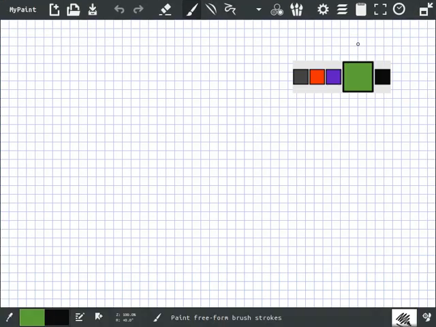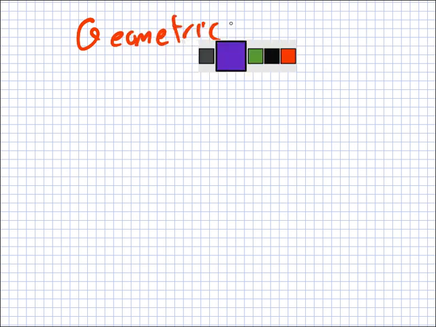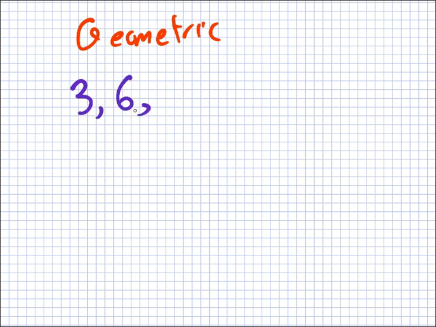Anybody have a guess at the difference? Last time, AP meant you add to get the next term. So what do you think geometric means? Multiplication. It has a common ratio. Yeah, that's it. So an example might be 3, 6, 12, 24. Like this as an example.